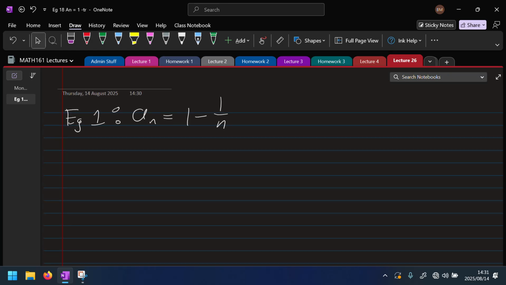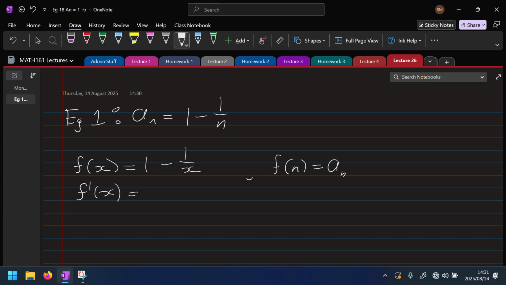Okay, so we can use any of the methods that we looked at last time. Let's say this is a function f of x equals 1 minus 1 over x, because we want f(n) equals a_n. That was that third method that we looked at. Let's look at the derivative. If the derivative is strictly positive, then it's increasing. If it's strictly negative, then it's decreasing. That's how we can tell which one it is.